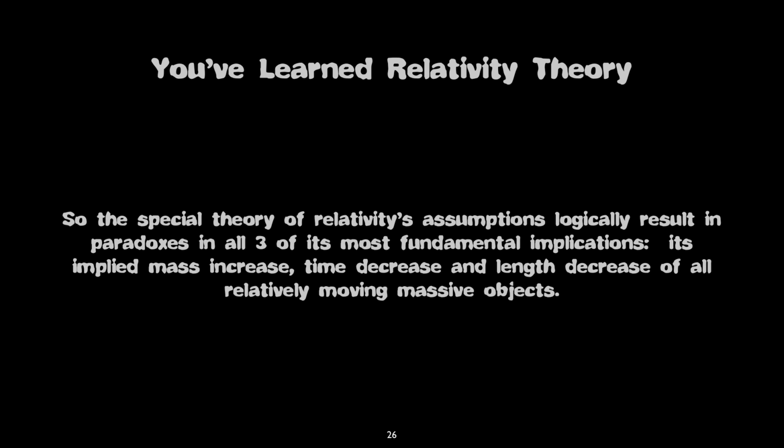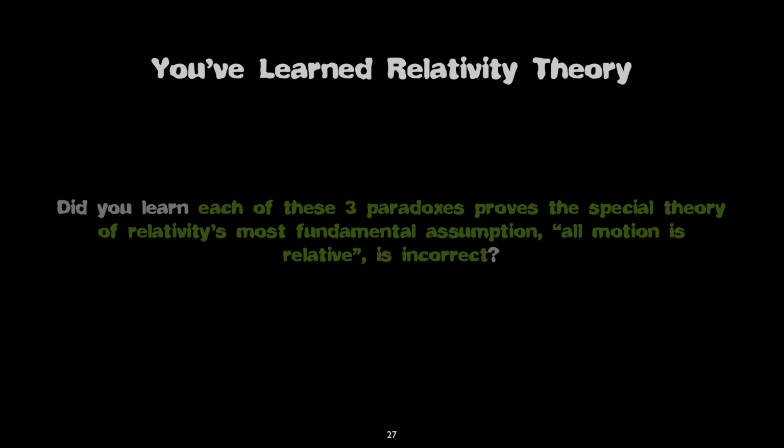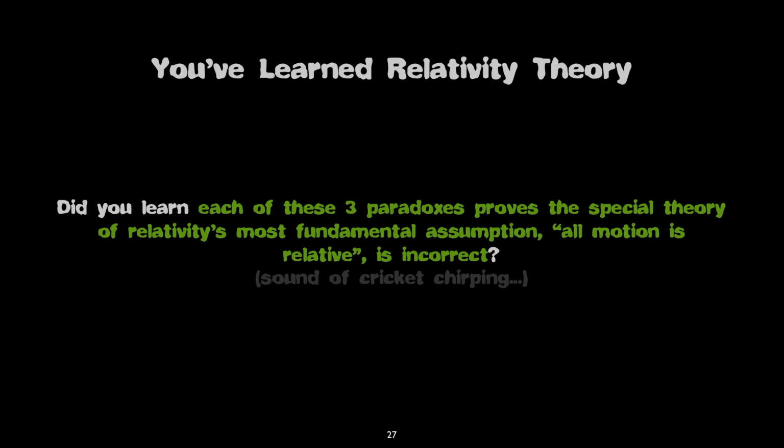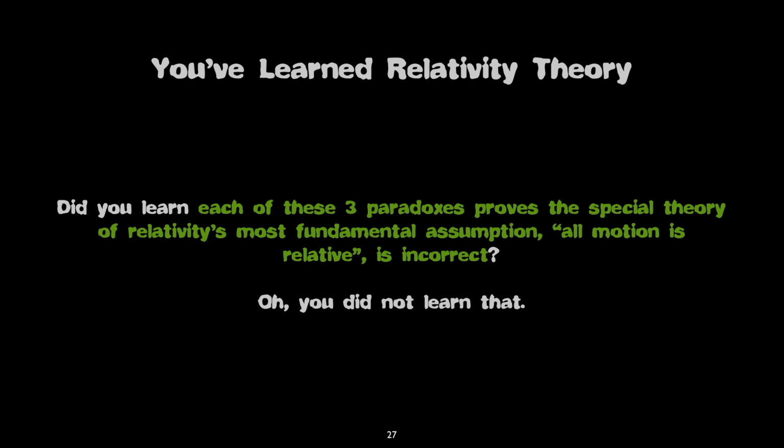So the special theory of relativity's assumptions logically result in paradoxes in all three of its most fundamental implications: its implied mass increase, time decrease, and length decrease of all relatively moving massive objects. Did you learn? Each of these three paradoxes proves the special theory of relativity's most fundamental assumption, all motion is relative, is incorrect. Oh, you did not learn that.